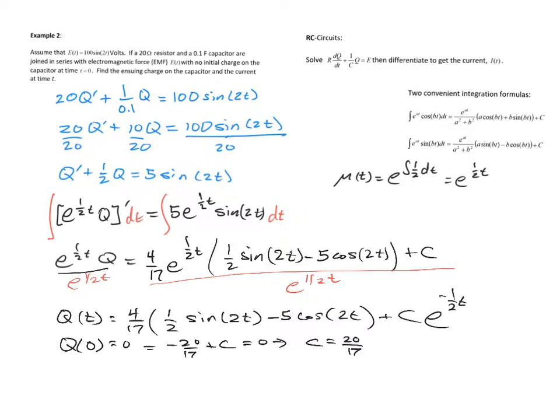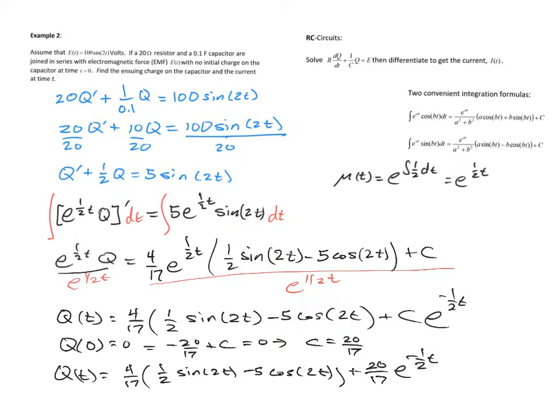So our Q of t is 4/17, 1/2 of the sine of 2t minus 5 cosine of 2t plus 20 over 17 e to the negative 1/2 t. So that's our charge, and to get our current, all we have to do is take the derivative. So I of t would just be equal to Q prime of t, and that's just going to be a simple application of some rules from trig and exponentials. All right, so that's how we handle an RC circuit.